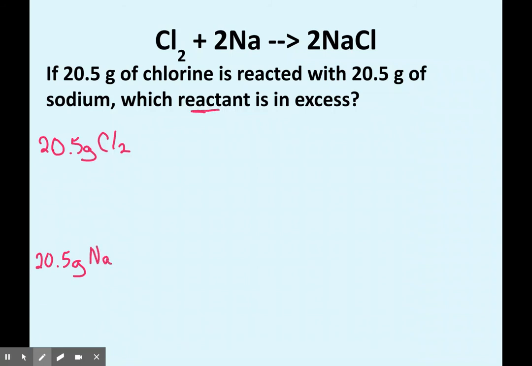Which reactant is in excess? And half the battle on these is answering the question that it's asking. So we basically have to figure out what is the limiting and then figure out which one's the excess. So we only have one product, so we have to take both of these to NaCl. It does not tell us grams or moles, so we're just going to do moles because that's the easiest.